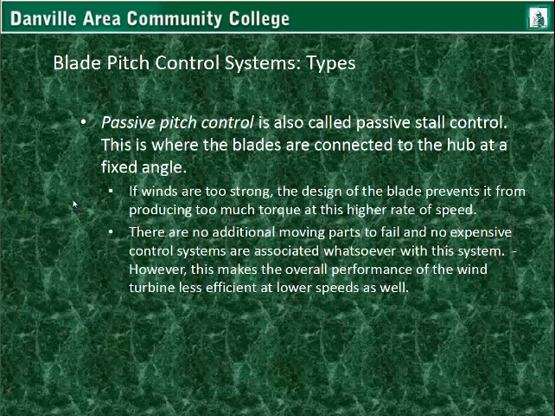Passive pitch control is also called passive stall control. There is a difference. Passive stall control is where the blades are connected to the hub at a fixed angle. If the winds are too strong, the design of the blade itself prevents the blade from producing too much torque and overspeeding the rotor. There are no additional moving parts to fail, and no expensive control systems are associated with those systems. However, this makes the overall performance of the wind turbine less efficient at lower speeds also.